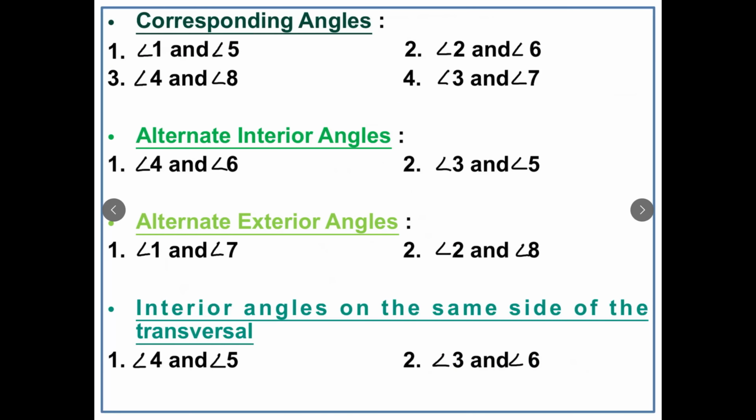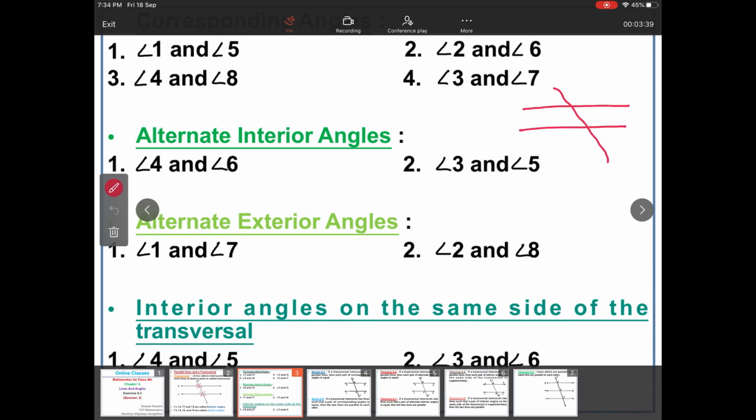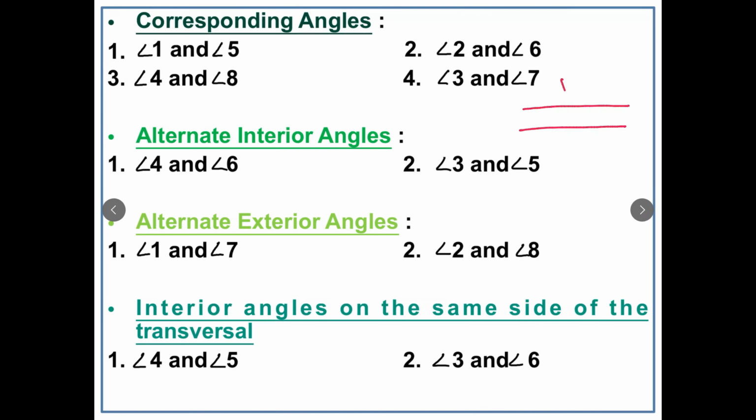Next we have corresponding angles. Let me draw that figure again here roughly. We have two parallel lines and a transversal to them. It is making 4 angles, which are angles 1, 2, 3, 4 here, then we have 5, 6, 7 and 8.